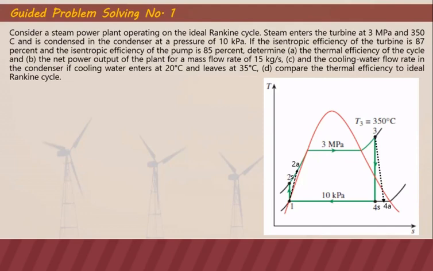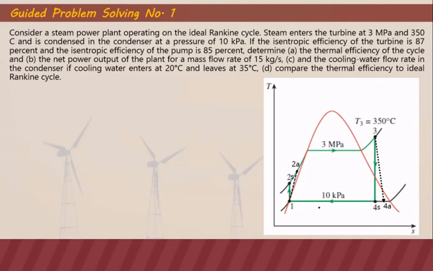The net power output of the plant for a mass flow rate of 15 kg per second and the cooling water flow rate in the condenser if cooling water enters at 20 degrees Celsius and leaves at 35 degrees Celsius. Compare the thermal efficiency to the efficiency of ideal Rankine cycle.